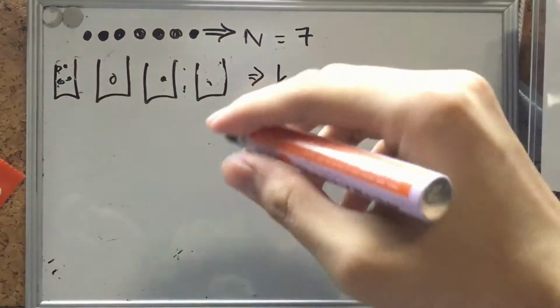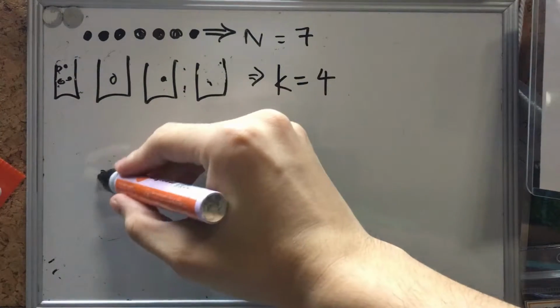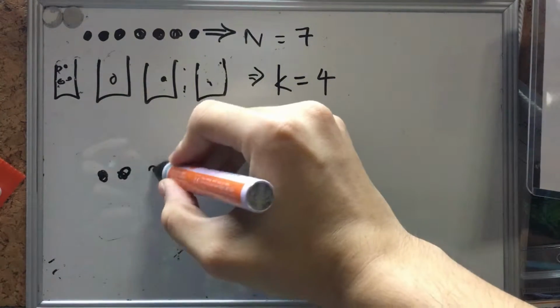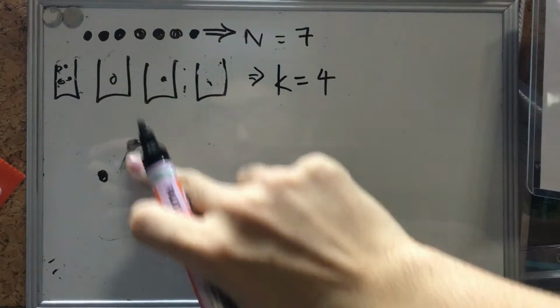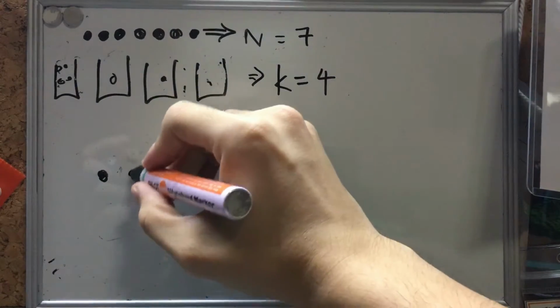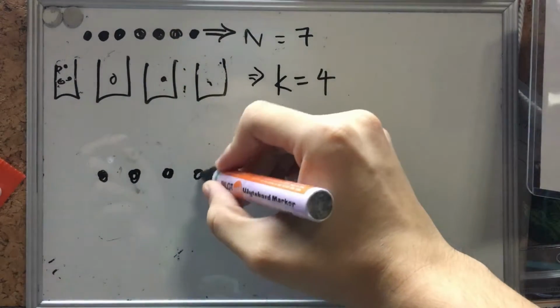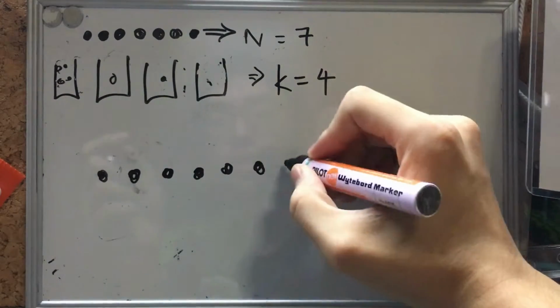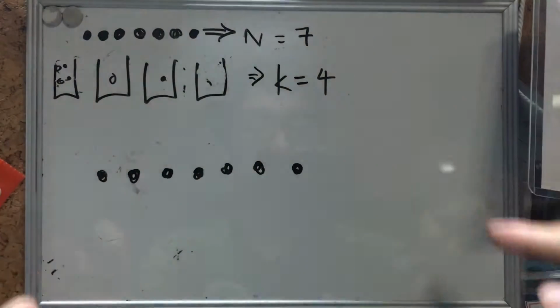So here's how you can solve the problem. I'll redraw the 7 balls like this. Actually, I want to give it a little bit more space, so like this. 4, 5, 6 and 7. So now we have 7 balls.